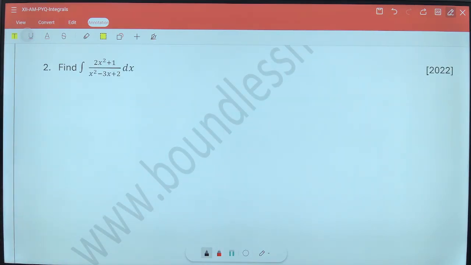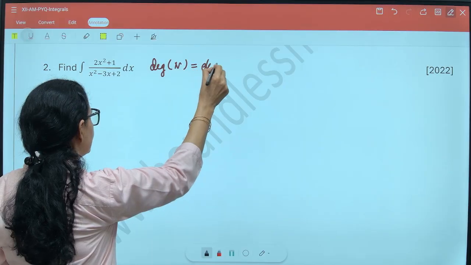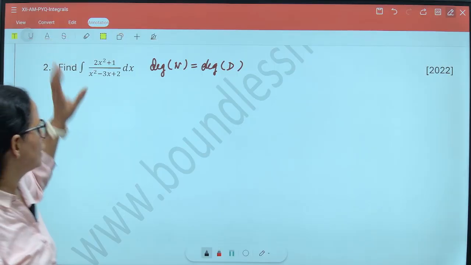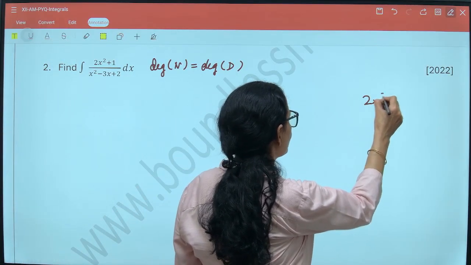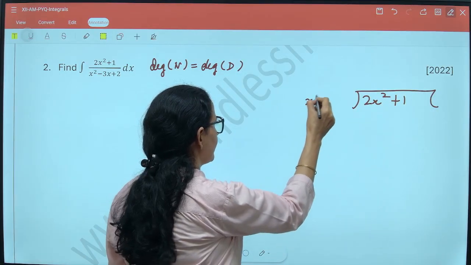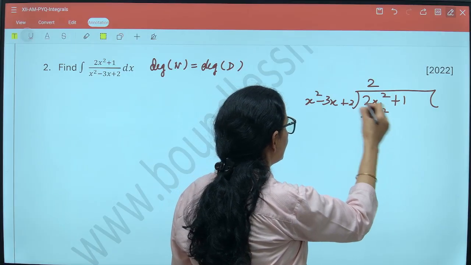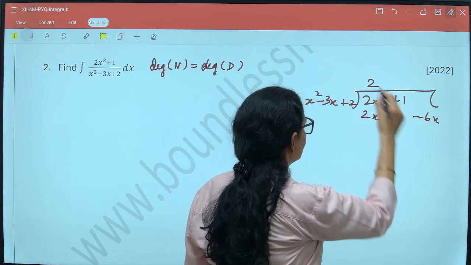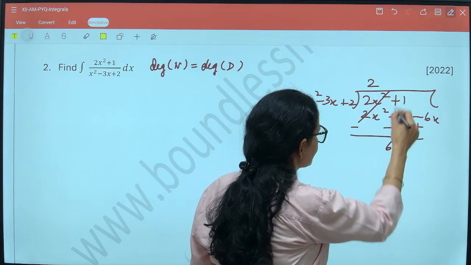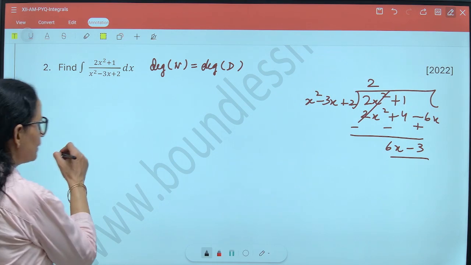Now this is a rational polynomial where the degree of the numerator is the same as the degree of the denominator. When you have a question like this with a rational polynomial with the same degree, what do you do? Long division. So you divide the numerator by the denominator, that is x square minus 3x plus 2. So you will have 2 here, 2x square, and then you have minus 6x. 2 into 2 plus 4, change the sign, this gets cancelled, so you have 6x and this is minus 3. So the quotient is 2 and the remainder is 6x minus 3.